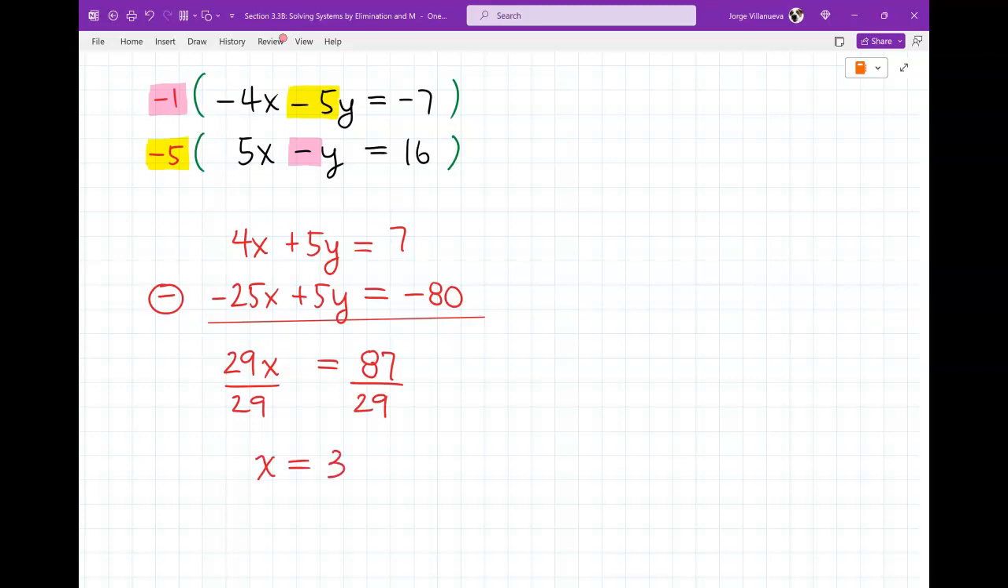3 times, yeah. It's going to be 3 times. X equals 3. All right, good. So now all I have to do is get that x equal to 3 and plug it into one of the original equations. Which one do you want to do, the top one or the bottom one?